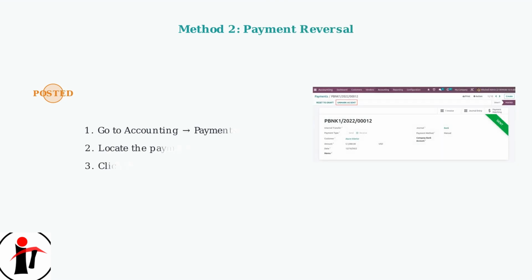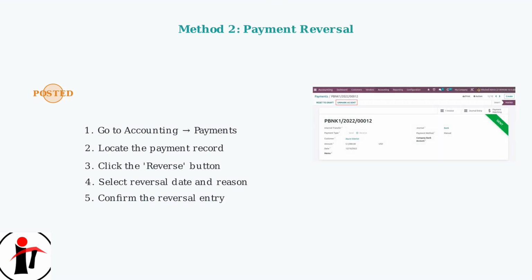Method 2 is payment reversal, used for payments that have already been posted. This creates offsetting journal entries to maintain a proper audit trail while correcting the payment.